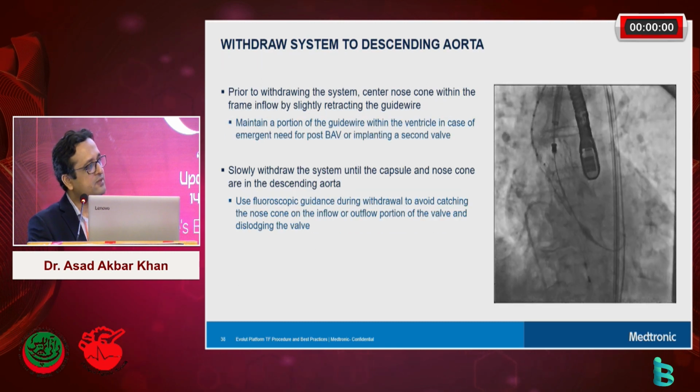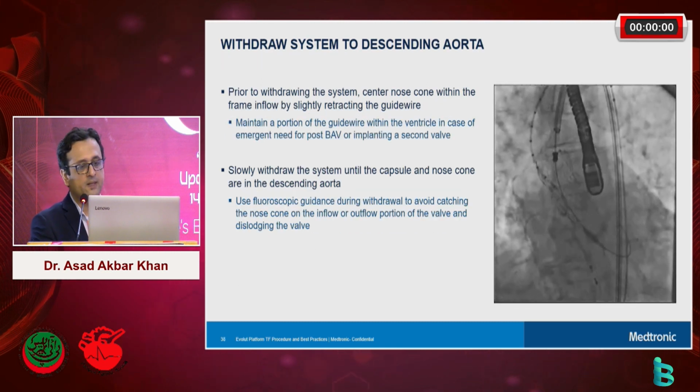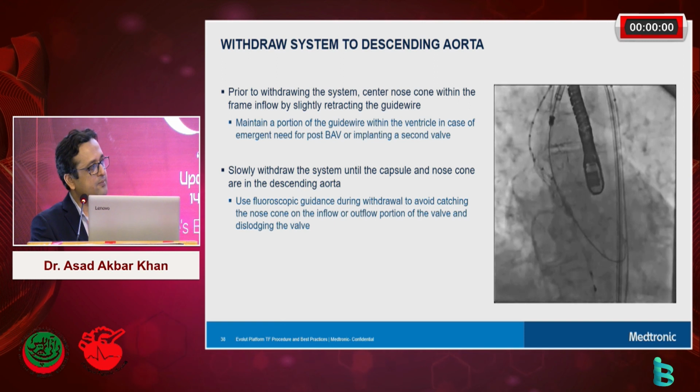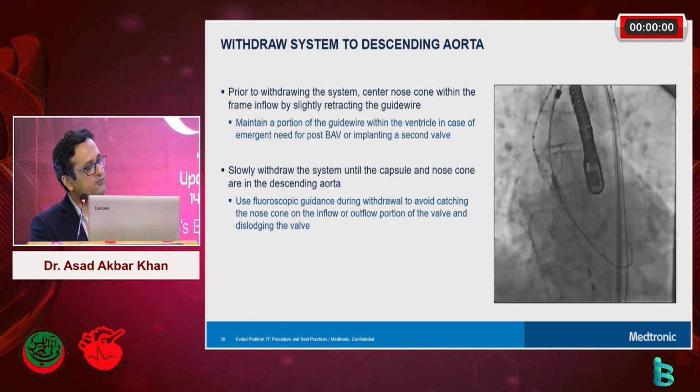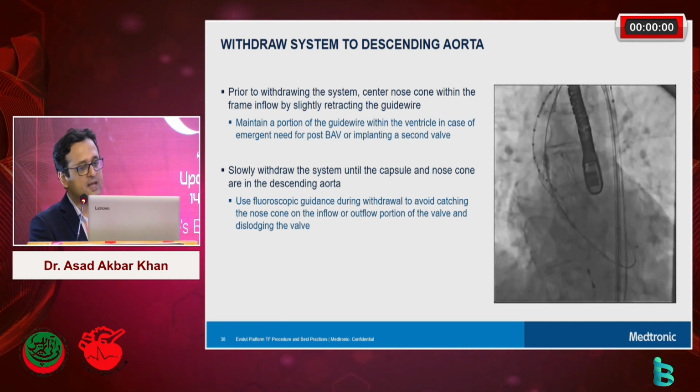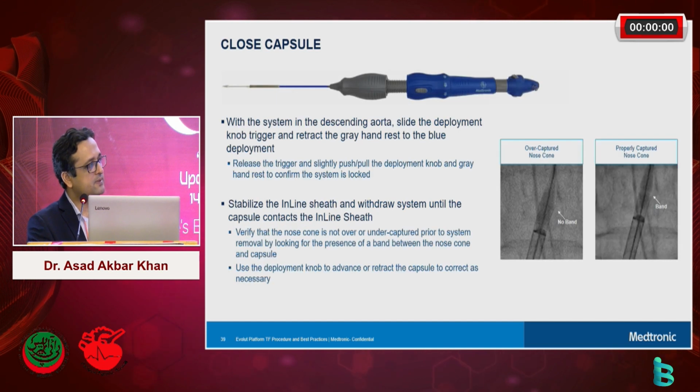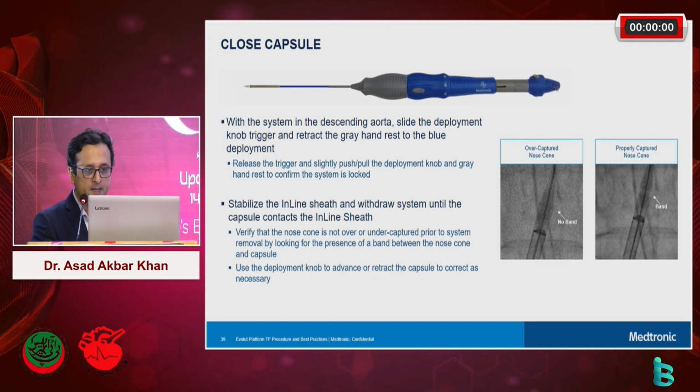The next phase after that is taking this nose cone out, which is the front leading part of the valve, and sometimes if you're not careful, this can get stuck in the valve and can take the whole system out as well. Once you have taken it out, the person at the back who is deploying it is supposed to bring the entire thing back and resheath it so that the delivery system can come out of the body without much hassle.